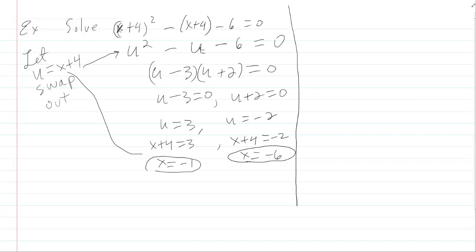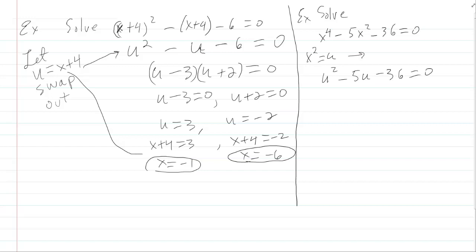Now let's do another one over here. Let's do this one. We're going to solve this problem here. x to the 4th minus 5x squared minus 36 equals 0. Now, what we notice about this is, again, it kind of has that form. In other words, if I just imagined that x squared was equal to u, then I would have u squared minus 5u minus 36.